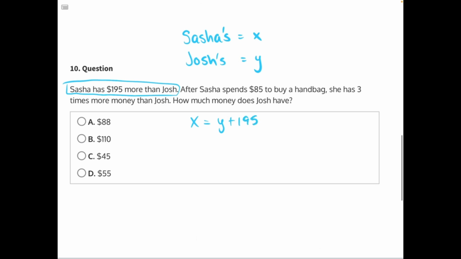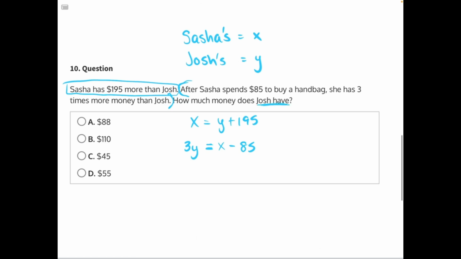More being addition. Our second equation is going to come from this piece of information right here. After Sasha spends $85, so Sasha spends, so subtraction, $85, to buy a handbag, she will have 3 times more money than Josh. So that is equal to 3 times the money Josh has. Now we need to solve for y, which is how much Josh has.